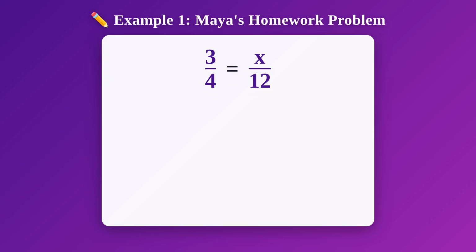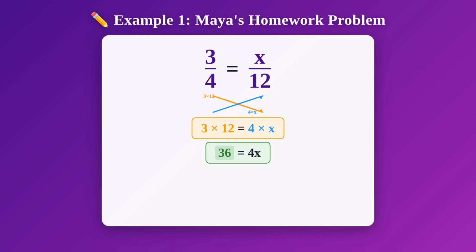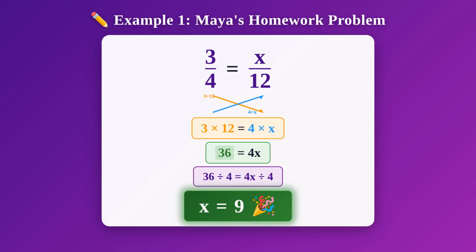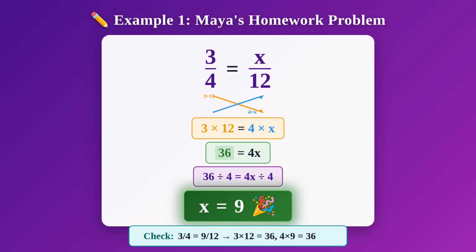Ready to try it? This is the exact problem Maya was stuck on. 3 over 4 equals x over 12. Let's cross multiply. We draw our x arrows, 3 times 12 and 4 times x. 3 times 12 equals 36. So we get 36 equals 4 times x. Now we divide both sides by 4 to isolate x. 36 divided by 4 is 9, so x equals 9. Let's check. 3 over 4. Is that equal to 9 over 12? 3 times 12 is 36, and 4 times 9 is 36. They match. Maya just solved her first proportion.